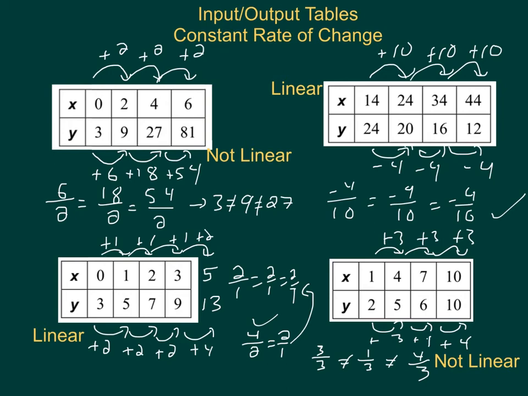And then finally, my last example is not linear. It's 3 different rates, 3 over 3, or 1, 1 over 3, and 4 over 3, and none of those are the same. And so therefore, that's not going to be a linear function. All right, I hope this makes sense.